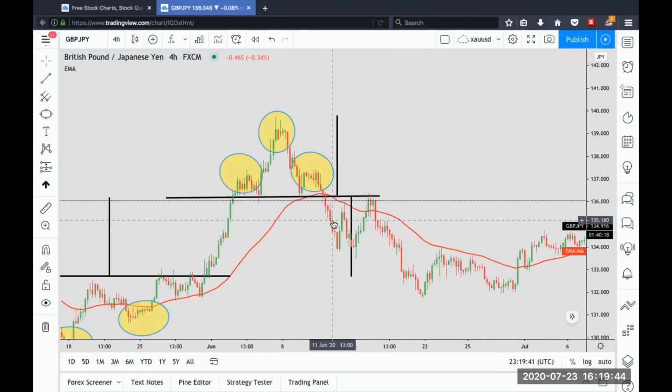Okay. So the main thing to pay attention to here is that it breached the neckline and then it held, and it went the same amount of distance from the head to the neckline. You place that on the neckline out to your take profit, and it's going to go the same amount of distance every time, guys.